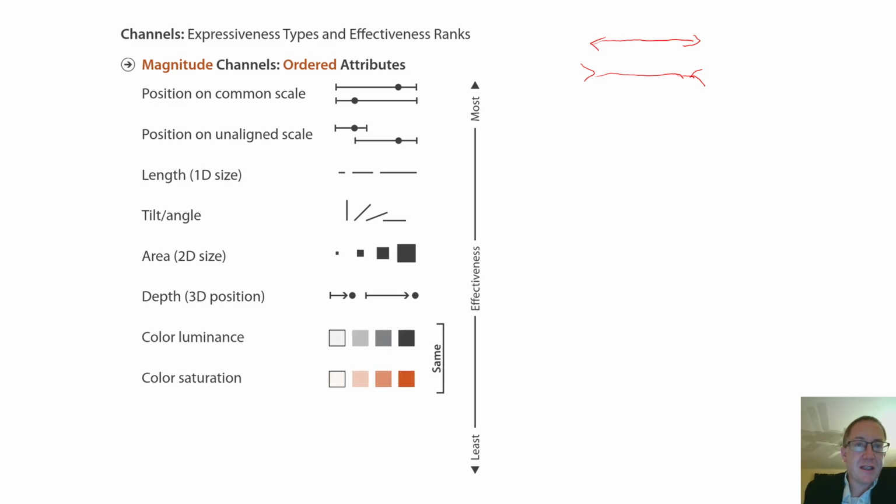The color and luminance for channel ordering and magnitude, pretty bad. You can still do it. If you want to convey that information, you can do it with color. It's just not very good for accuracy of reading that off.